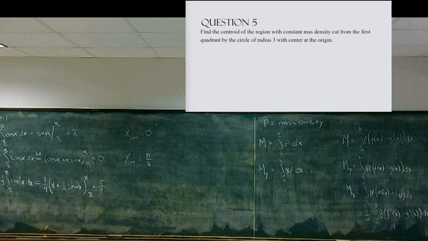Find the centroid of the region with constant mass density cut from the first quadrant by the circle of radius 3 with center at the origin.